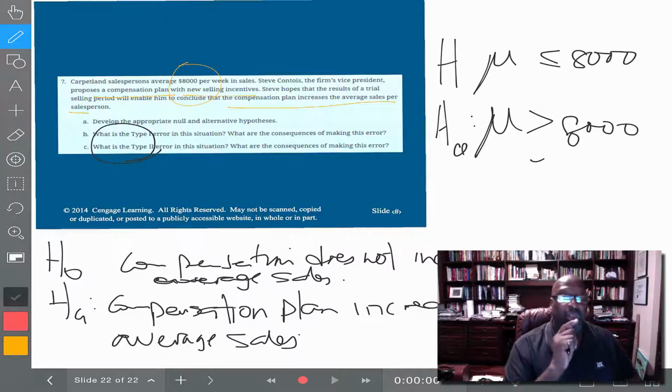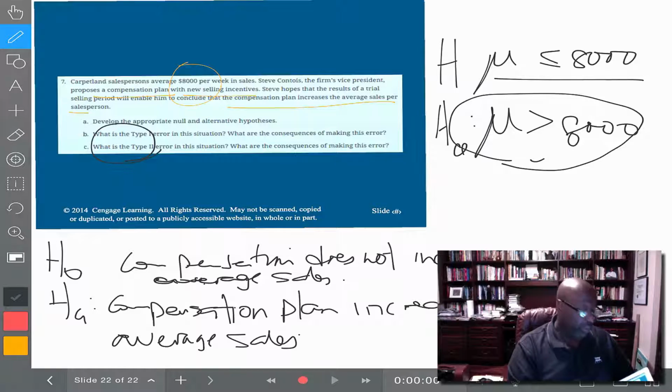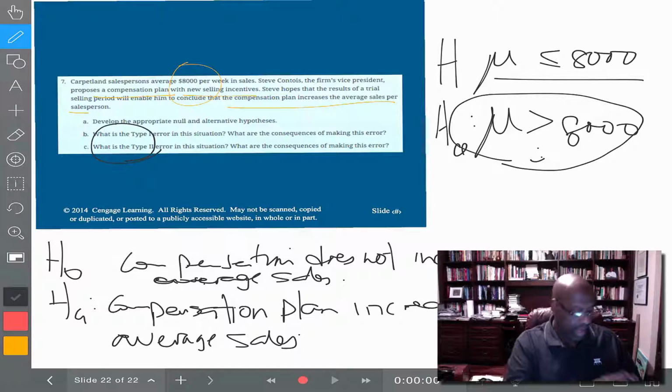Okay? So failing to reject the null hypothesis. So if I basically have not rejected the null, so I'm not refuting the claim that the sales is 8,000 or less. In other words, I'm not supporting this claim. So if I'm not supporting this claim, it means that I am failing to conclude that the plan works when in fact it does work. Okay? And that's how we would do that question.